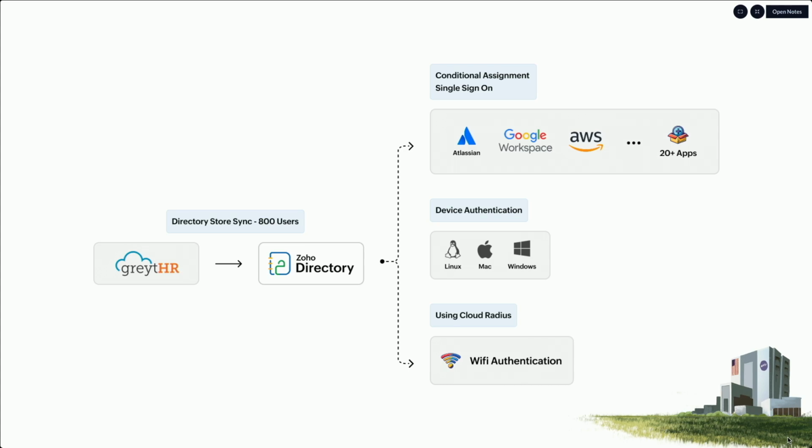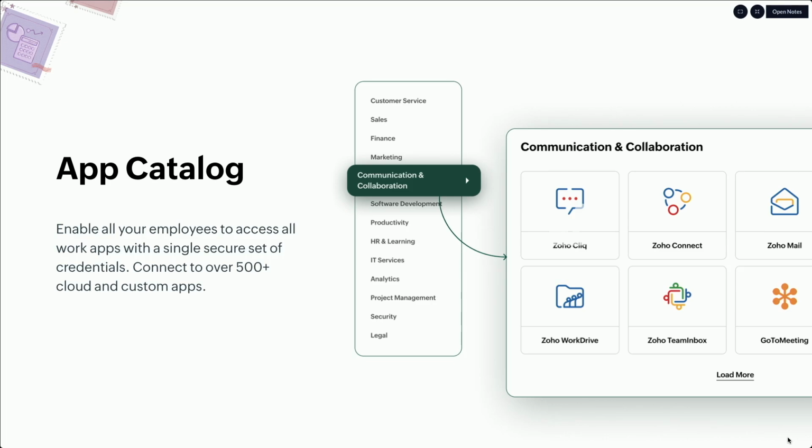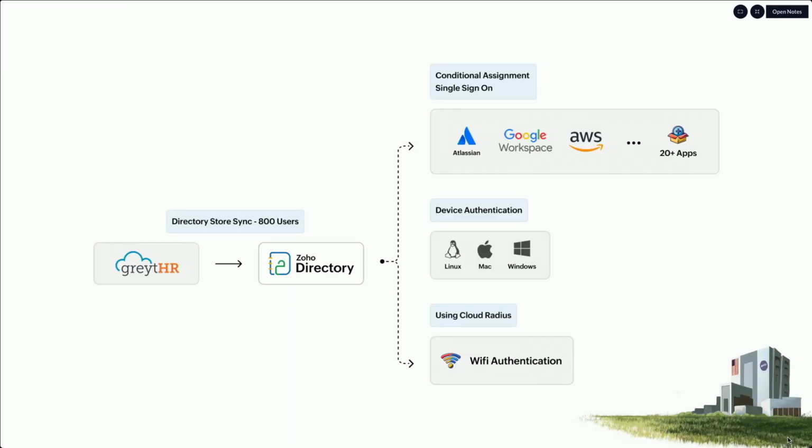And we also had a custom Wi-Fi authentication requirement where we enable Cloud Radius for this application. Cloud Radius is a feature that we are currently working on, and it's currently in a beta stage. So if you have a requirement for a Cloud Radius integration for authenticating your Wi-Fi networks, we can have the team enable the closed beta for you guys.